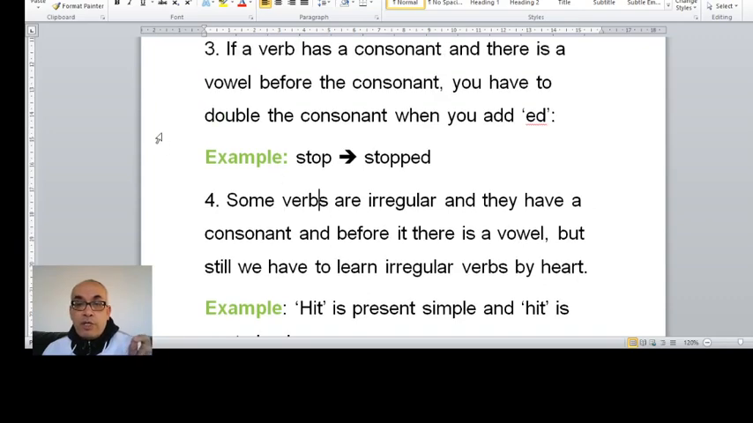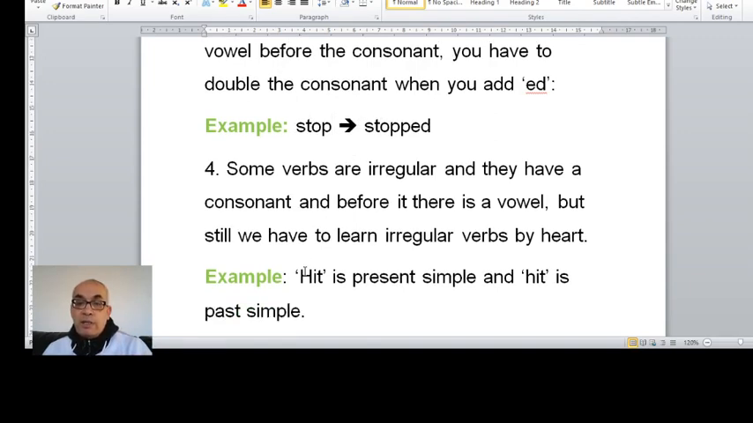Spelling rule, which is number 3. If the verb has got a consonant before it a vowel, we double the consonant. This spelling rule is only for verbs which are regular. But hit is not regular, so we leave it as it is. Hit is the present and hit is the past.